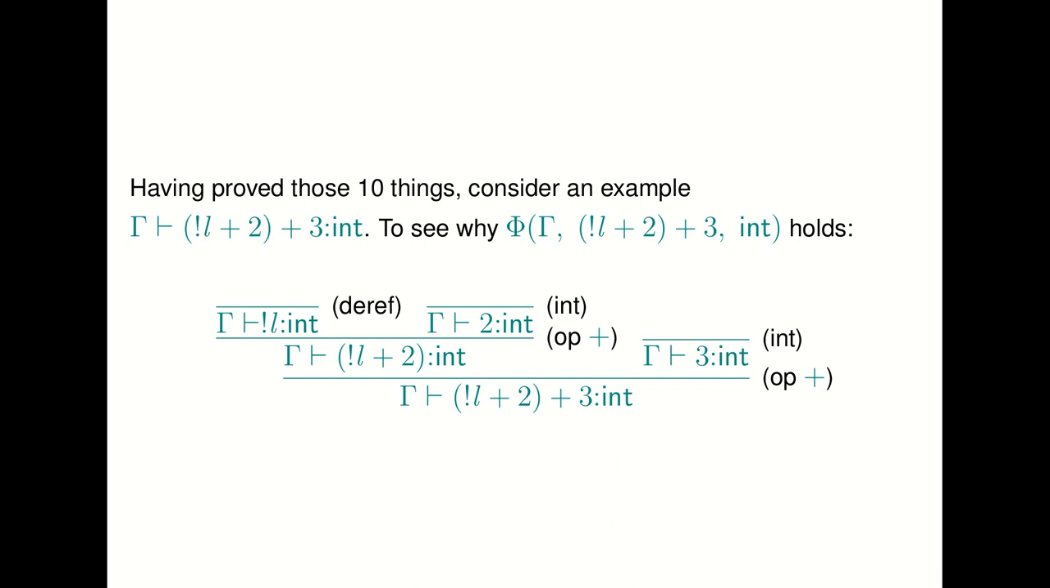And we can do the same thing down here. And once we know that bang L plus 2 can take a step, we can show that bang L plus 2 plus 3 can take a step. Because again, we can use the op 1 rule, which will say that this whole expression, bang L plus 2 plus 3 takes a step, because this bang L plus 2 takes a step.